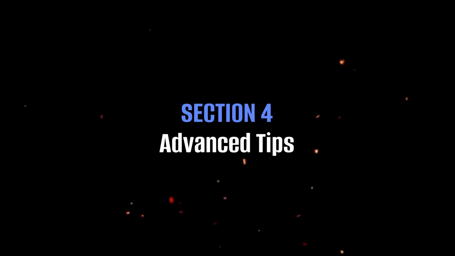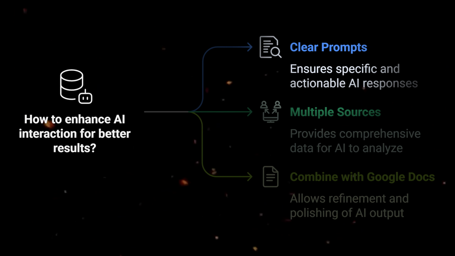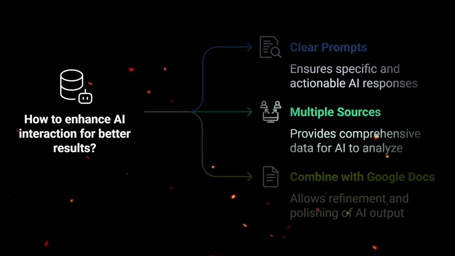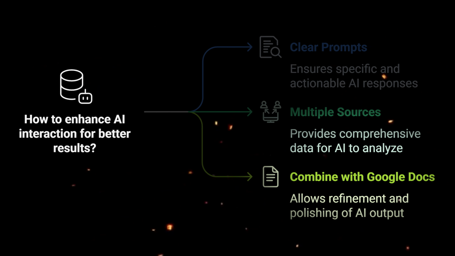Now you know how to use NotebookLM, right? And here are the pro tips to make the most out of it. First, always use a clear prompt. Instead of asking a question like summarize this, just ask summarize this in 5 bullet points with examples. Second, upload multiple sources. For example, if you are researching a topic, upload multiple articles and just ask your question. Third, combine with Google Docs. Once you get AI generated insights, refine them in Google Docs for a polished final draft.